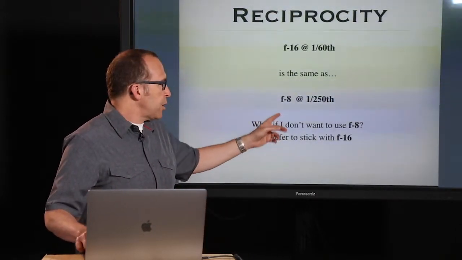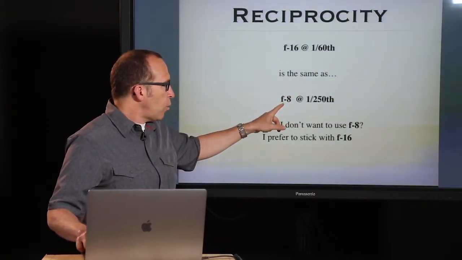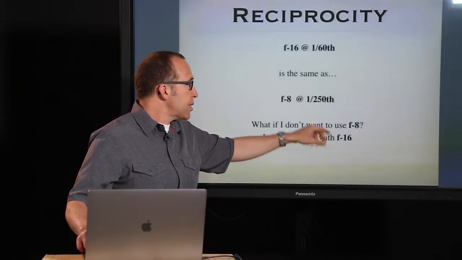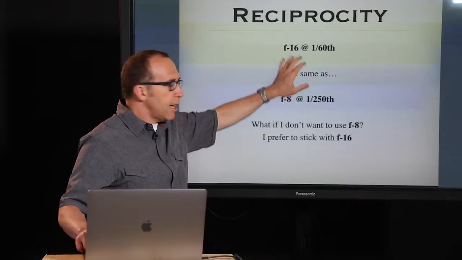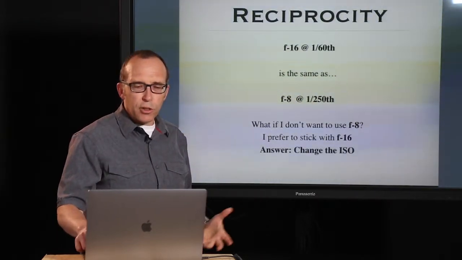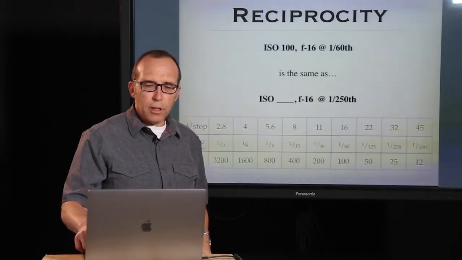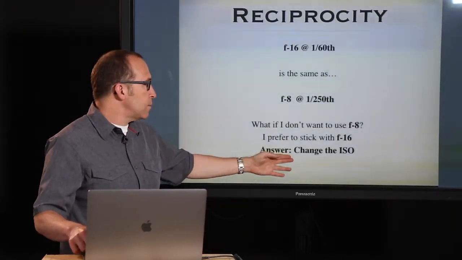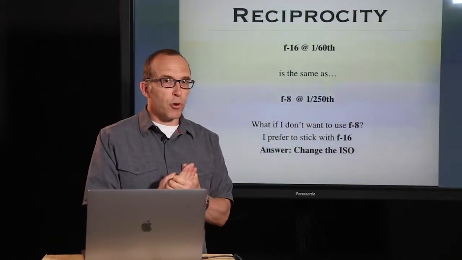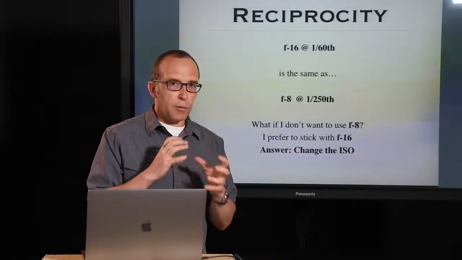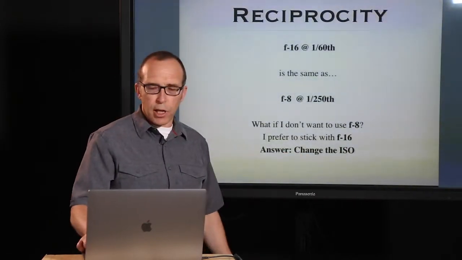There's going to be times when you're going to say, hey, I want to go to 2/50th, and I don't want f8. I want to stick with f16. So I want 2/50th, and I want f16. What can you do? Well, that's a question for you. What can you do? And the answer is you can change the ISO. So remember, it's an exposure triangle. There are 3 components that control the brightness of your image. So the other thing you can do is change the ISO.